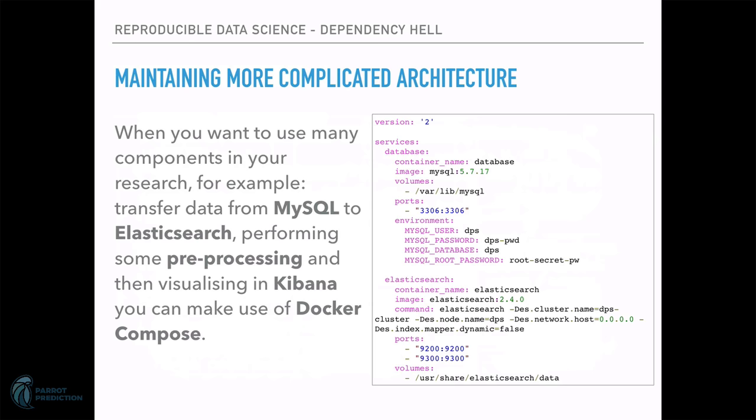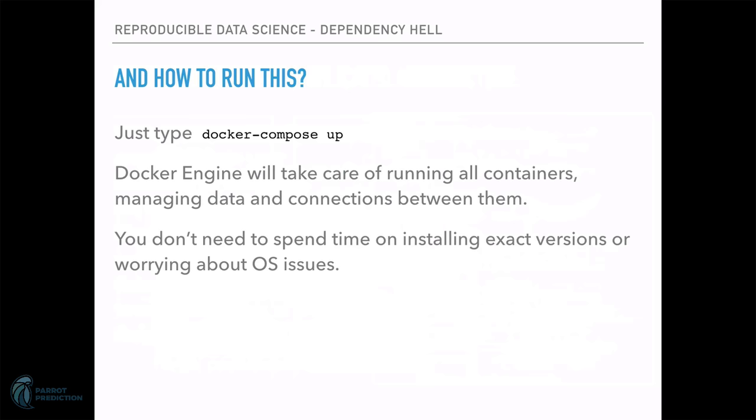With Docker Compose, you can specify each container as a service with exact versions, exact ports, environment variables, and connection relations between them. After you have done this, you can spin up the whole stack by executing just one command, docker-compose up. It will cause the Docker engine to take care of all the running containers, managing data and connections between them. You don't need to waste any time worrying about running this on Linux, Windows, or macOS. Everywhere it will work exactly in the same way.